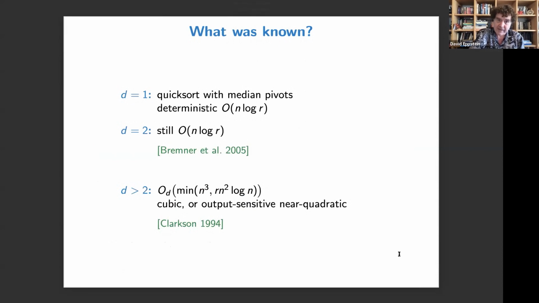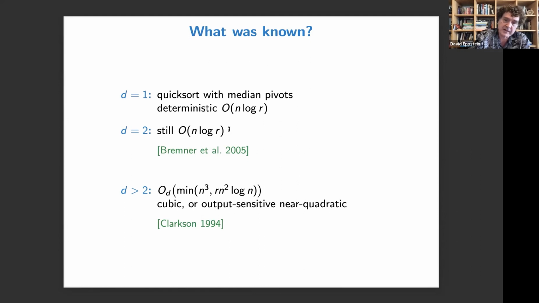So that algorithm was known, actually. In fact, you can get n log r deterministic running time using medians as your pivots instead of just using random pivots. That was known from a paper by another of these workshop papers. It's got like 8 authors, starting with Bremner, in a CCCG 2005 paper.